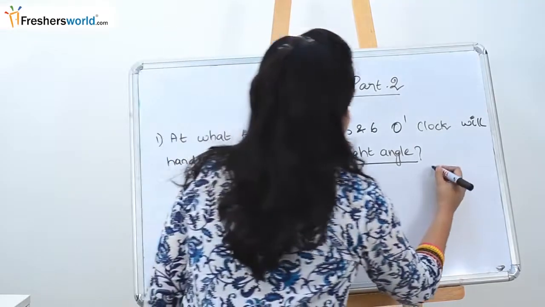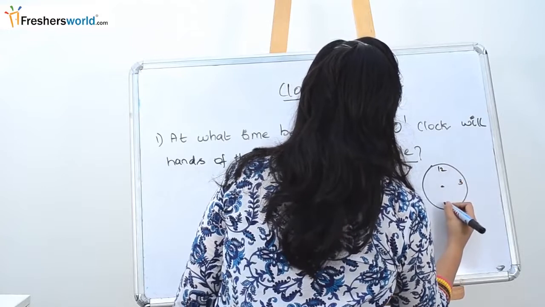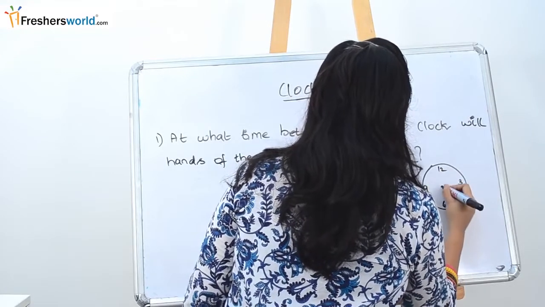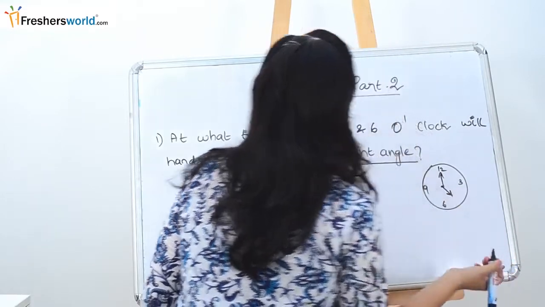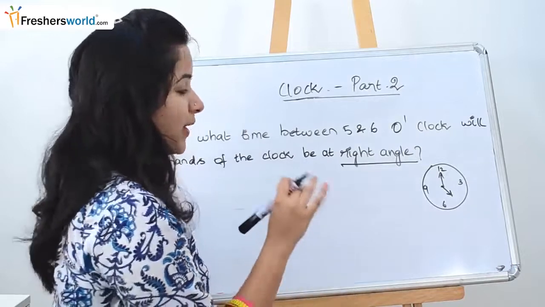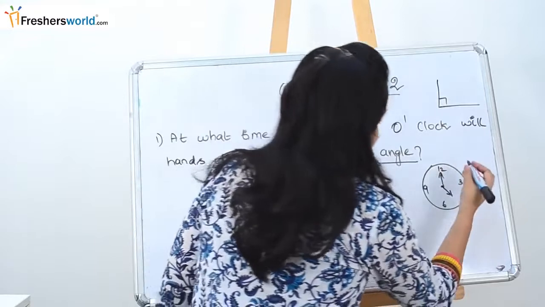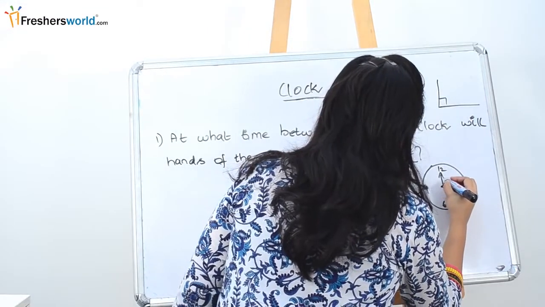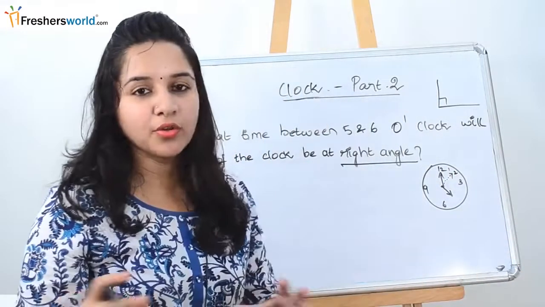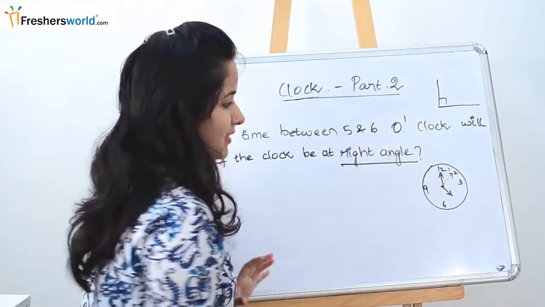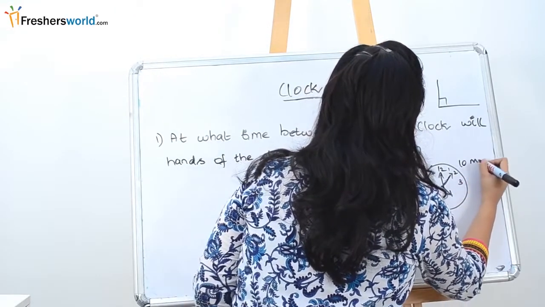So let's take this. At 5 o'clock, between 5 o'clock and 6 o'clock, when will they be at right angles? Right angle is nothing but it has to be 90 degrees. Imagine a clock. If you draw a clock, you will know when they will be at right angle. When your clock is at 12, here 1 and 2, which is nothing but at 5, 10. So a 10 minute gain you have to take.